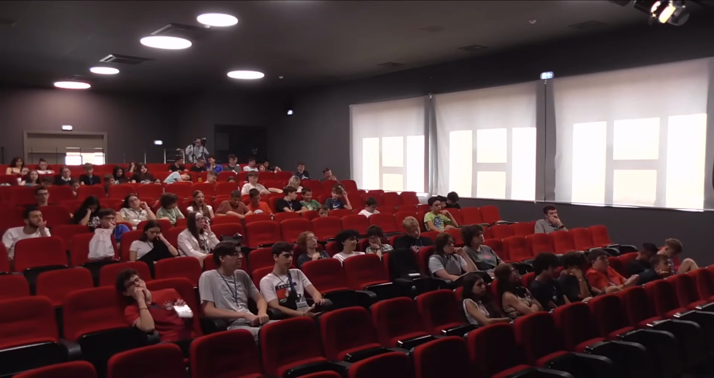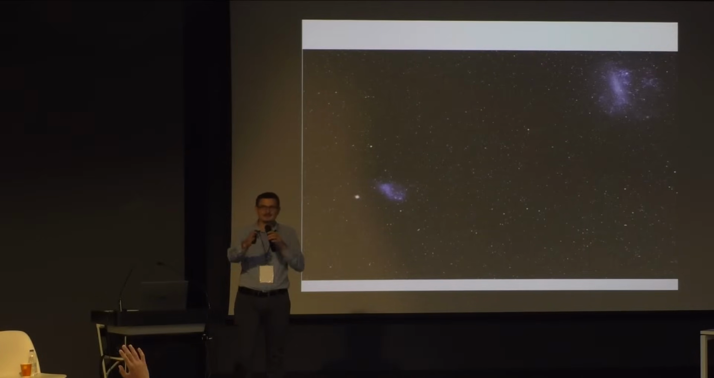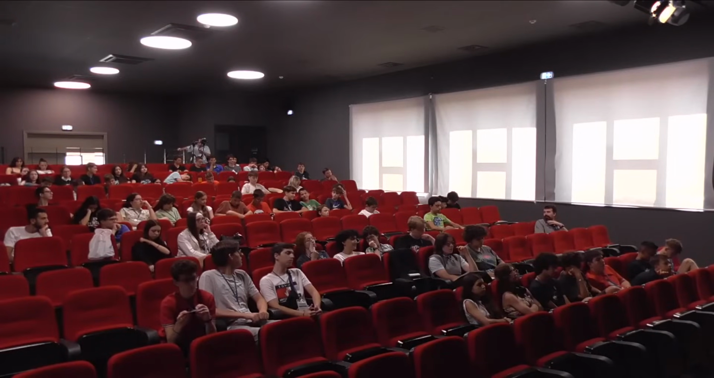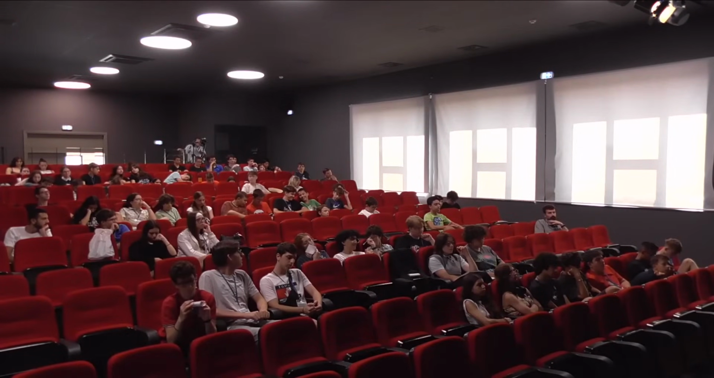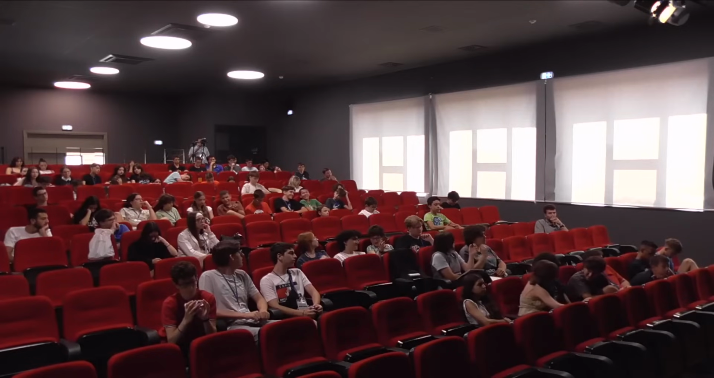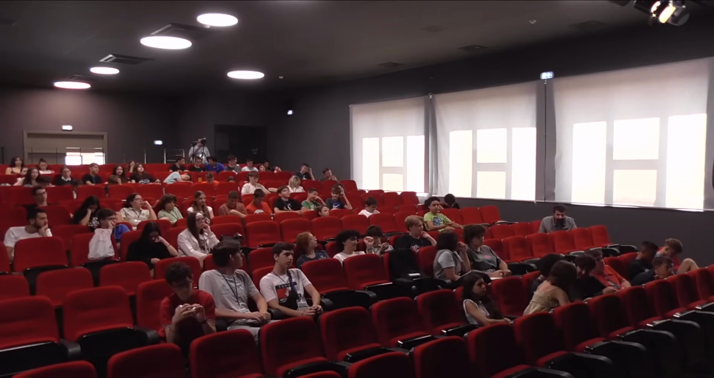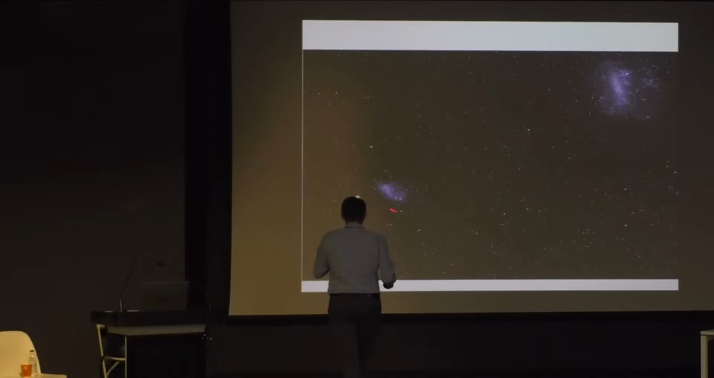Okay, those are irregular galaxies, but do you know the names of these two galaxies? I think you said correctly, yeah. It's the Magellanic Clouds. That's the correct answer. So these two galaxies are the Magellanic Clouds.